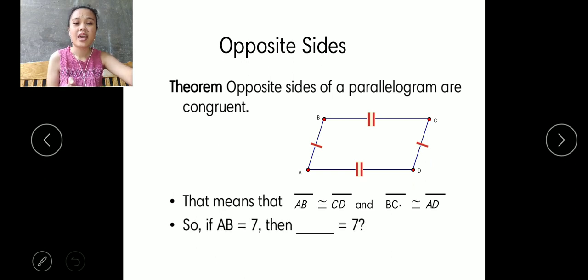So if AB is equal to 7, then blank is equal to 7. What do you think is the answer? Let's go back to the theorem. Opposite sides of a parallelogram are congruent. Now, what is the opposite side of AB? The opposite side of AB is CD. So the answer for this is CD.